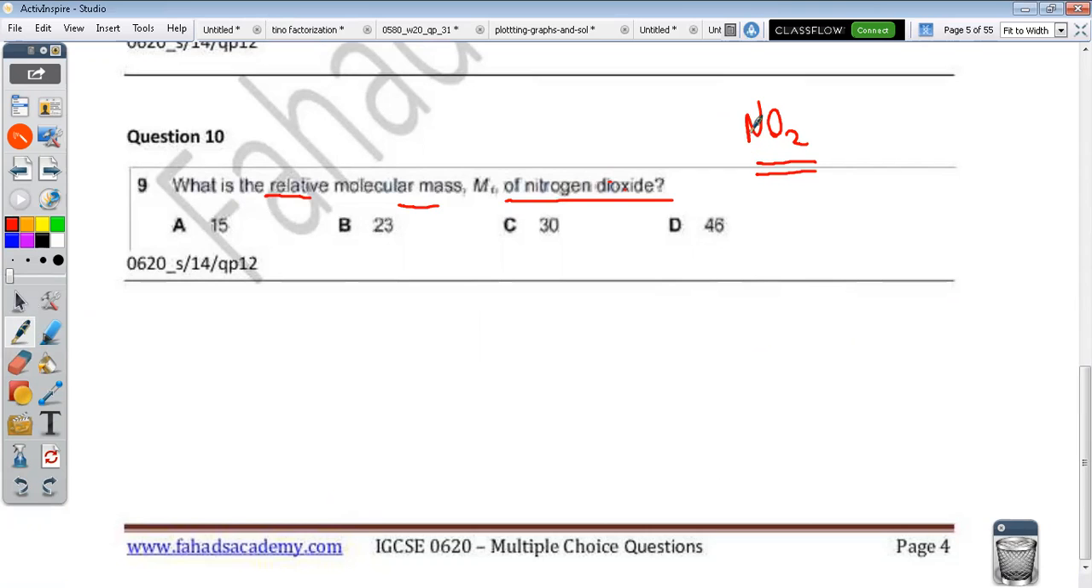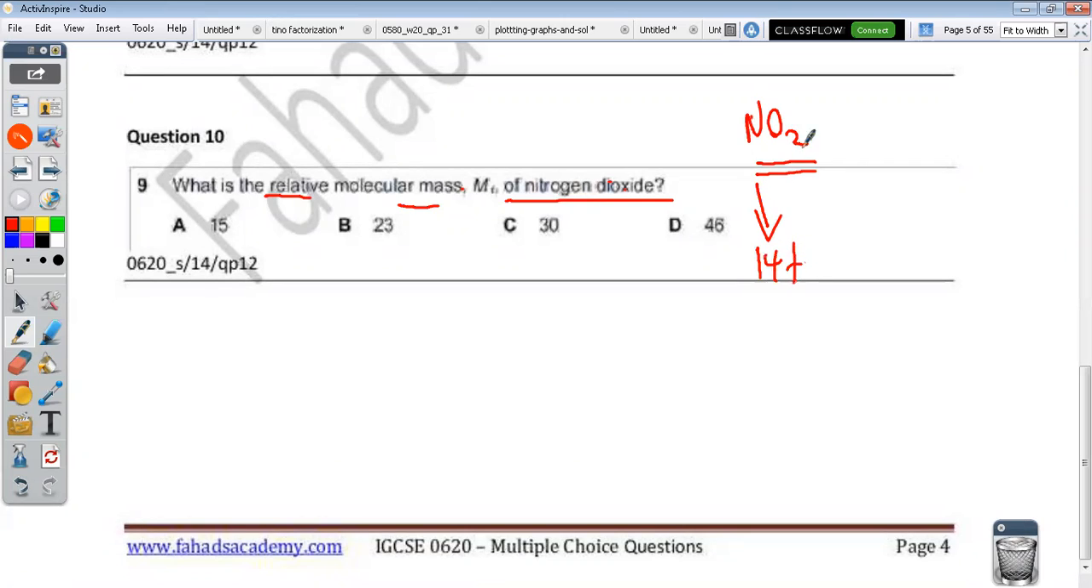Can you now go to your periodic table and look for the mass of nitrogen? Because we have to add their masses so that we find the total mass of the compound. That's what we call the MR. What's the mass of nitrogen? Group 5, everyone go to your periodic table. We only have 1 nitrogen, 14.